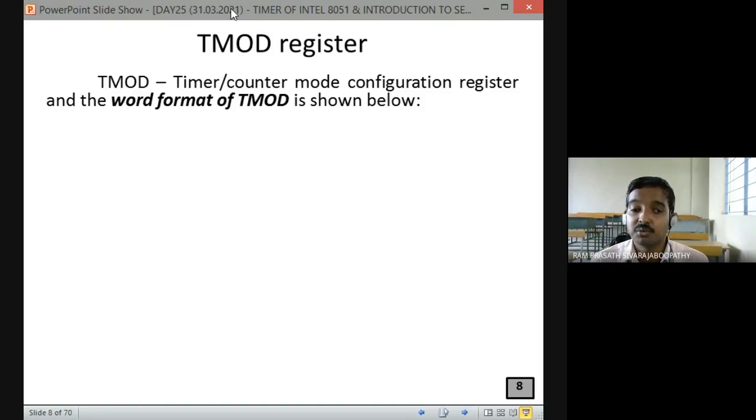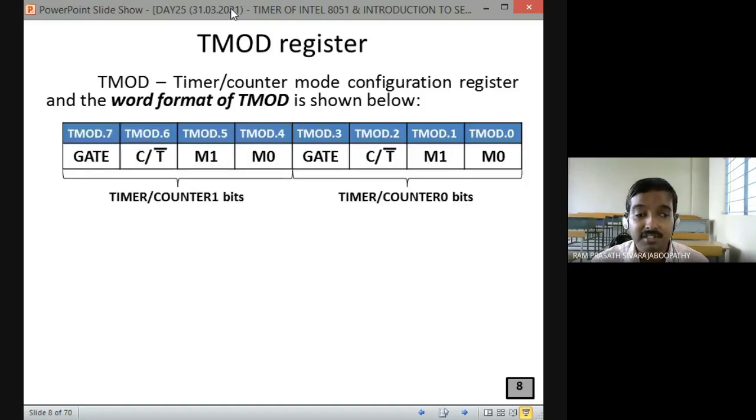Also you can relate it with the PSW register of 8051, with the first bit being carry, then auxiliary carry. Like that, here we are going to have a word format. So this is the word format for the TMOD register.